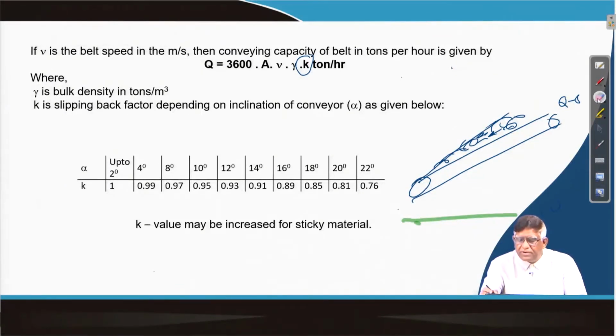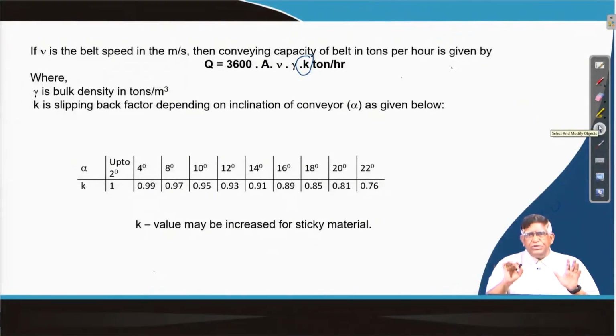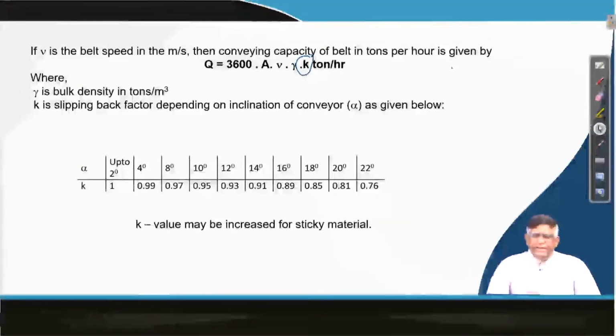So, this part should be clear to you before going for any power calculations. I hope you have understood the meaning of the slipping back factor. The slipping back factor depends on what? It depends on the angle of inclination of the conveyor belt. If it is more inclined, the quantity delivered will be reduced more. It can reduce by up to 24%. That is why the minimum value of K is 0.76 at 22 degrees.